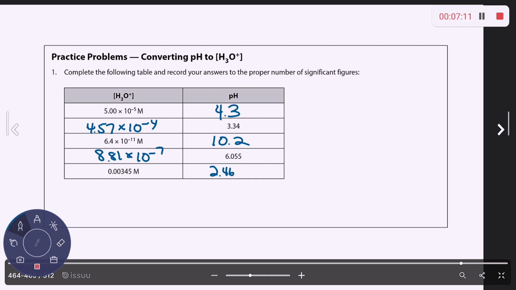No? Okay, so just to be clear, when you were calculating the pH, you all went negative log of the hydronium ion concentration, yes? Yeah. And then over here, you did 10 to the negative pH. Okay, can I go on?